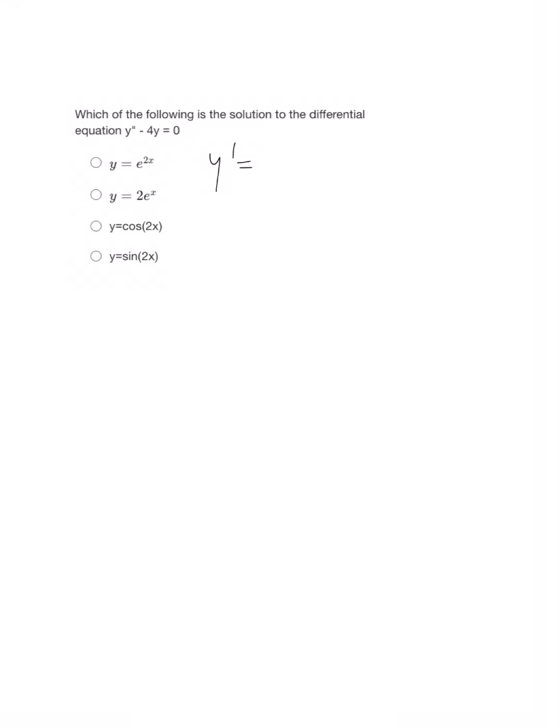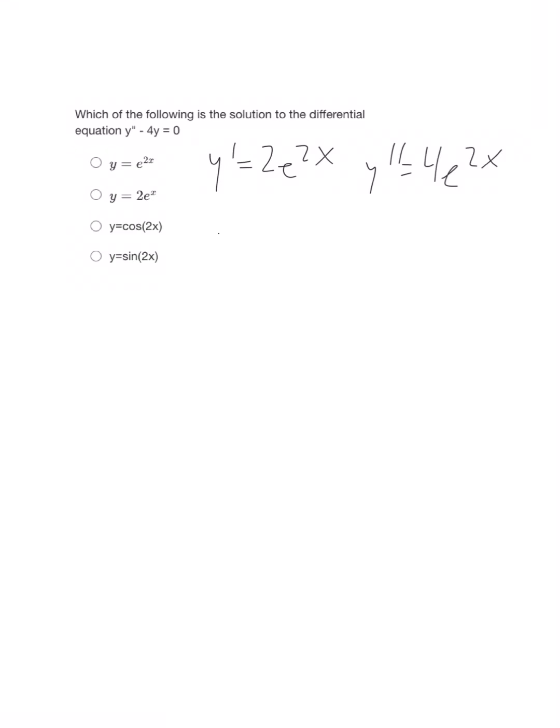Y prime for this first equation is going to be 2e to the 2x using chain rule. And then y double prime will be 4e to the 2x. So then I plug this y double prime into this differential equation, and y into this differential equation, and see if it makes it true. If it does, it's the solution. If it does not, it is not.